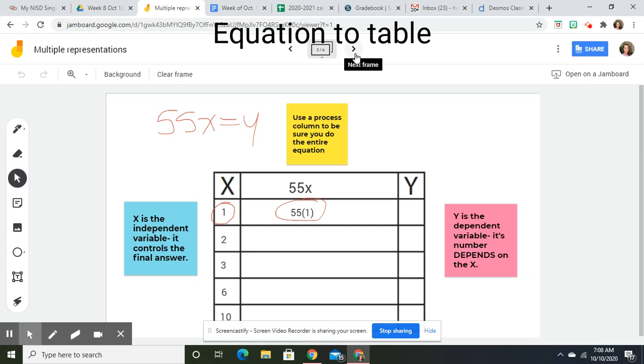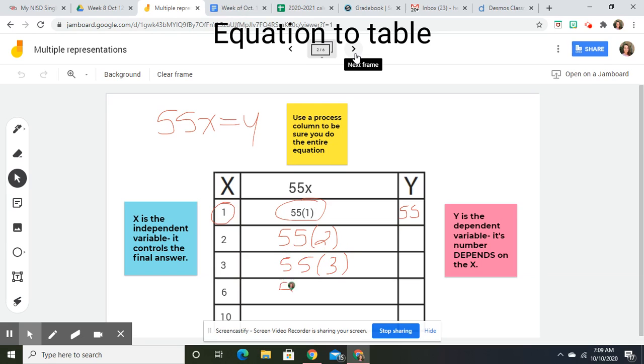So we're going to use the values of x, substitute them in as we've done in the past, and find the value of y. So x we put in, it's our independent. Y changes because it depends on the x. So if we do 55 times 1, we get 55. We're going to repeat this process for the next one. So our process is 55x. So 55 parentheses, we're going to replace x with 2, continue down our table, 3.